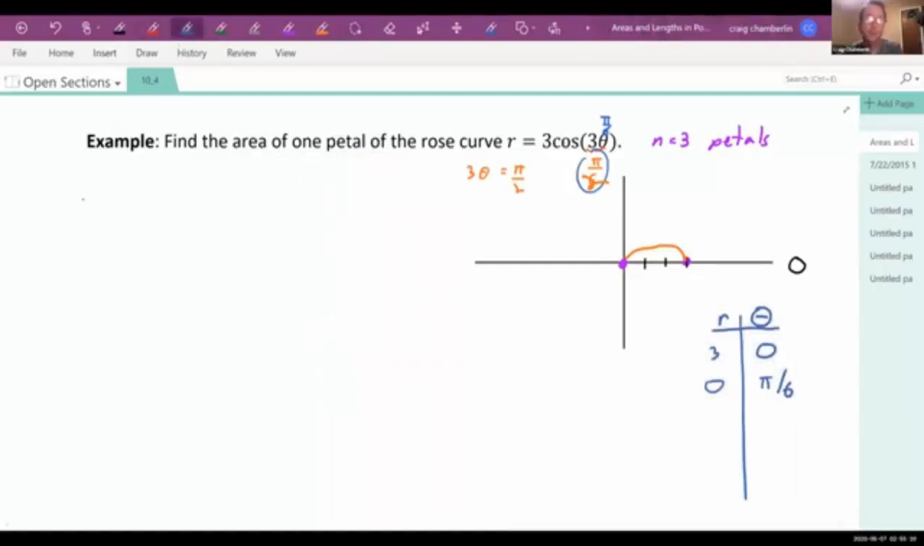So, I recommend writing the formula down. I usually pull the 1/2 to the outside and make it 1/2 integral from a to b of r squared d theta. Okay, so what the heck is r? Well, it's pretty much given to you. r is going to be given by 3 cosine 3 theta.